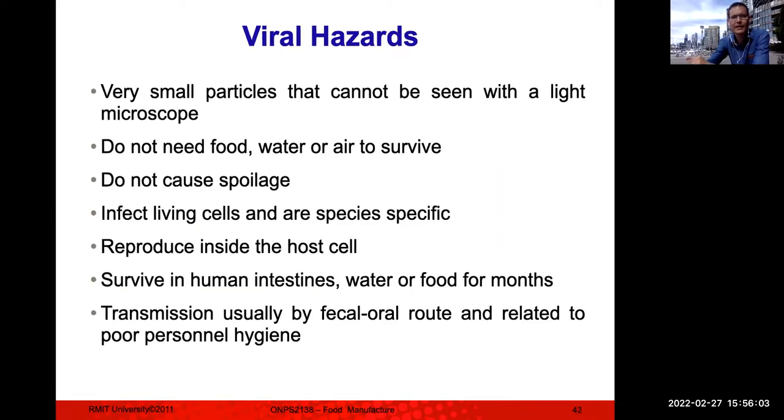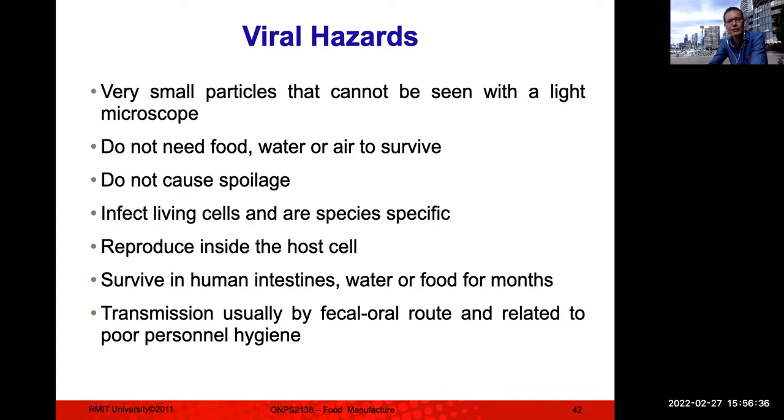Now, they're very small particles, of course. They can't be seen without the electron microscope, and they don't need food, water, or air because they're not actual living organisms. So they don't cause spoilage, and they infect living cells and are species specific. What viruses do, they are the ideal obligate parasite where they reproduce inside the host cells, and they need host cells for their survival.